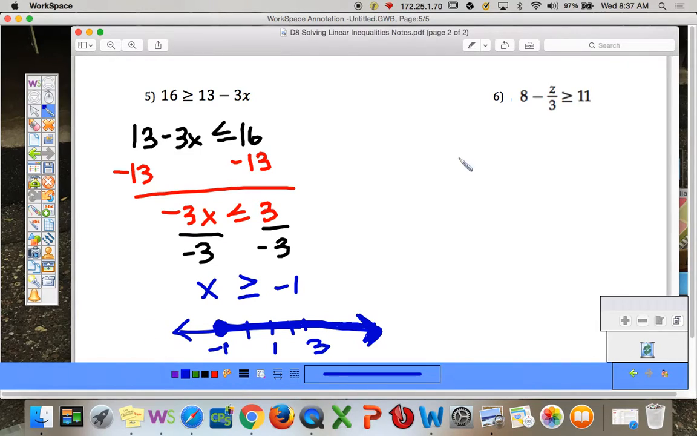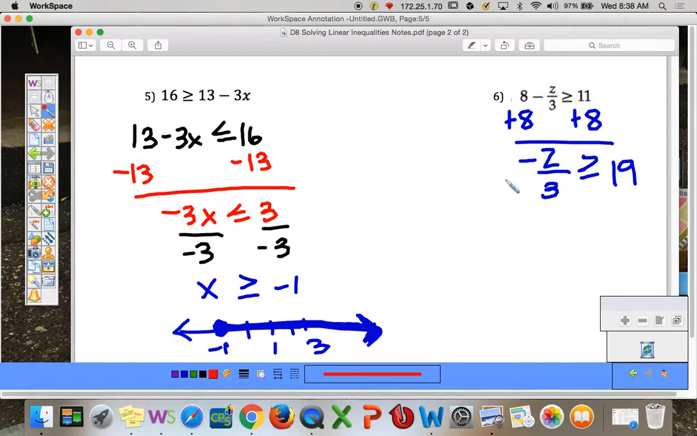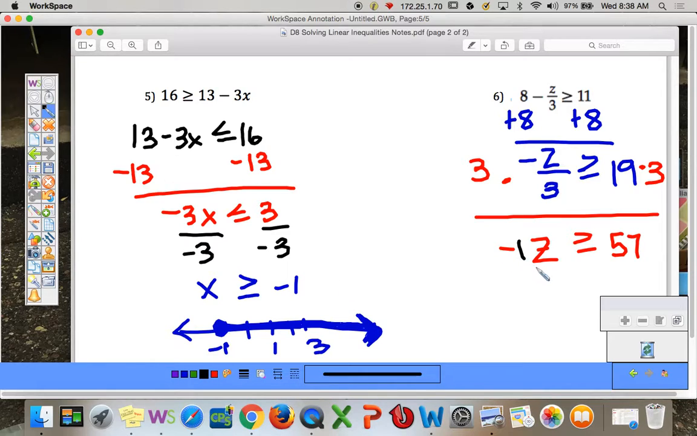Okay, last one. We're going to add 8 to each side. -z/3 is greater than or equal to 19. To get rid of the divided by 3, we're going to multiply each side by 3. So we get -z is greater than or equal to 19 times 3, 57. And how do we get rid of this negative? It's like an invisible -1. We'll divide by a -1. So we have z, and switch the direction of the inequality, is less than or equal to -57.